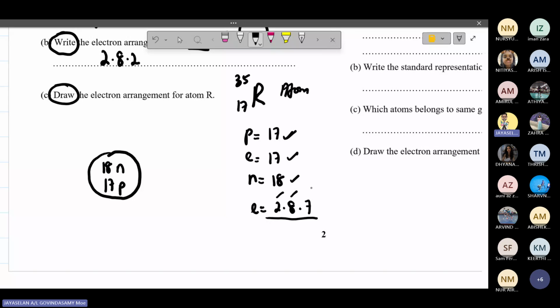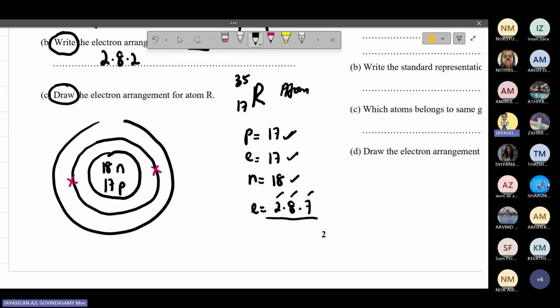How many shells? First shell, second shell, third shell. So the first shell, how many electrons? You all take the 2 electrons. Okay, the second shell, 8 electrons. 1, 2, 3, 4, 5, 6, 7, 8. So I already do this.